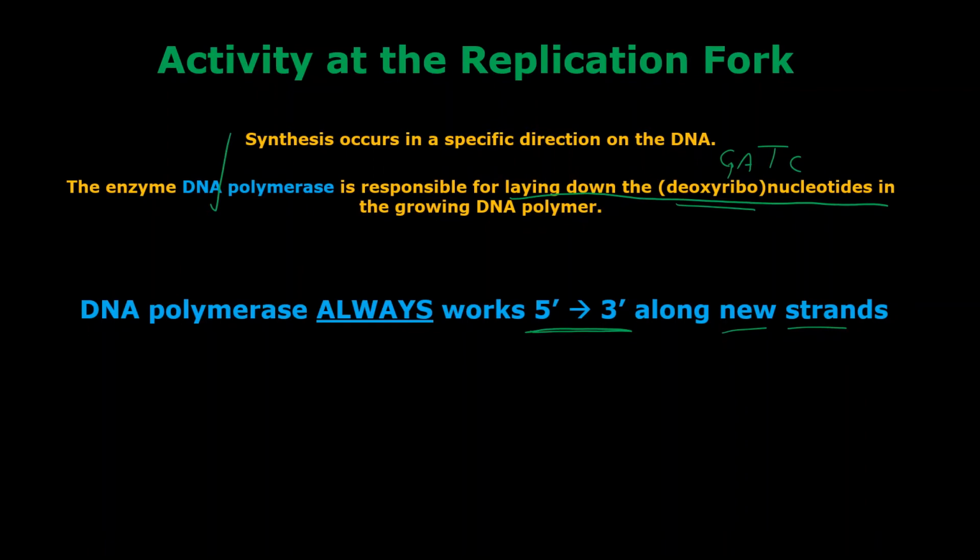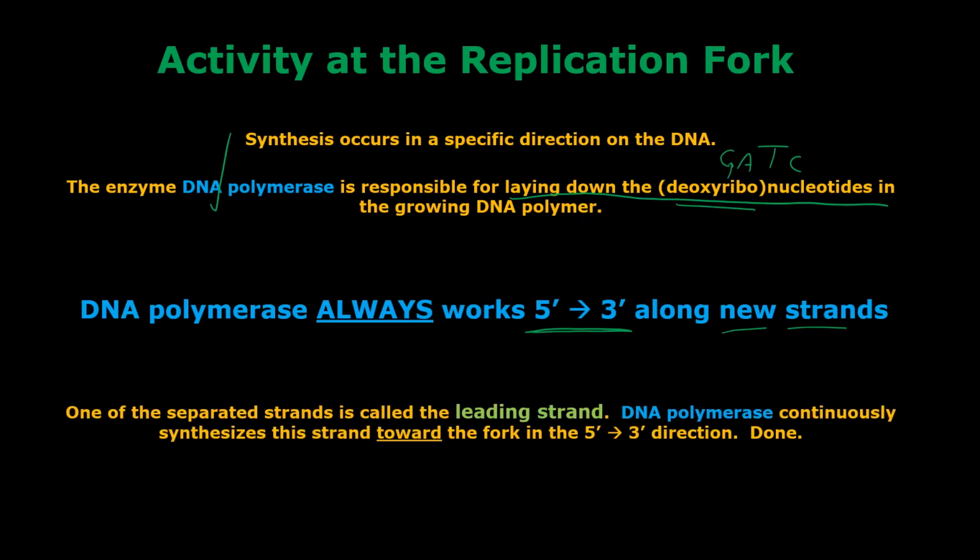And remember, they can't go backwards. So one of these strands is going to be easy to copy. This is going to be called a leading strand. And it's very simple. DNA poly will sit down at the front of it and continuously synthesize toward the fork. There's the key. If you can find the strand that's being synthesized toward the fork, 5' to 3', you're done. You drop down poly, you tell her to go, poly copy, copy, copy, copy, all the way to the other end, even if there's millions and millions of bases that need to be copied.